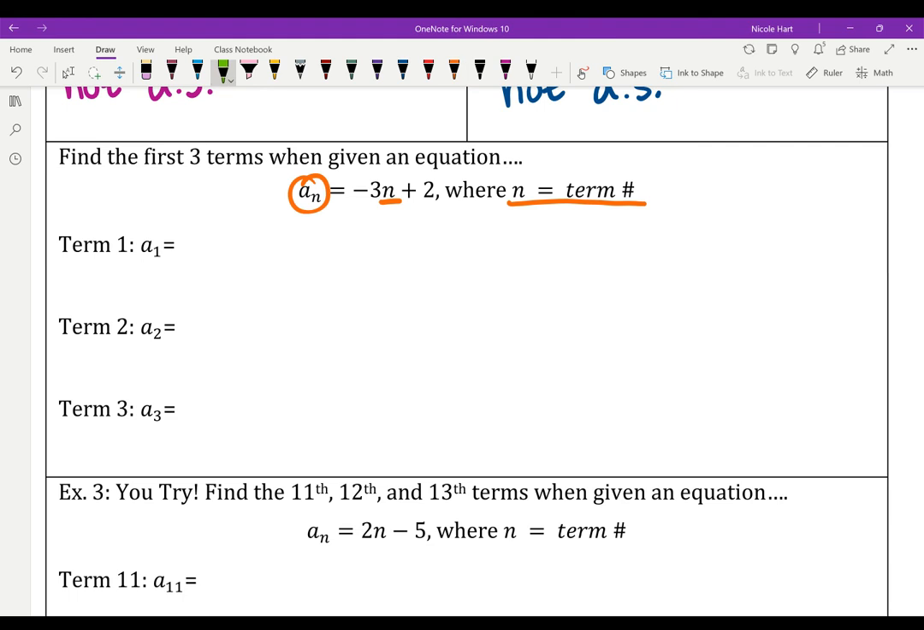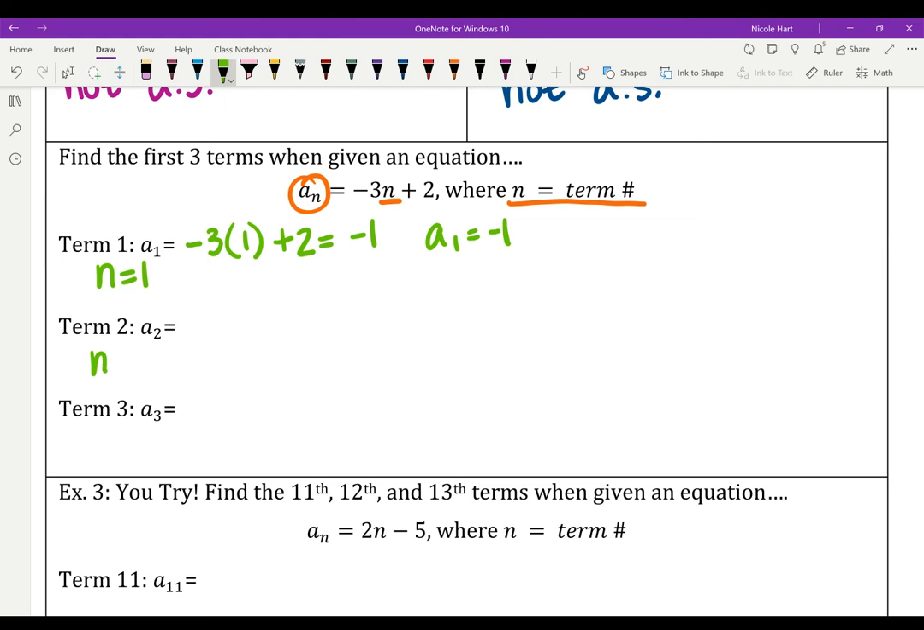If we look at our first example, for term 1, it says a sub 1. So that means our n is equal to 1. We're looking for the first term. So in our equation, we have -3 parentheses 1 plus 2. -3 times 1 is -3, plus 2 gives us -1. So a sub 1 is equal to -1.